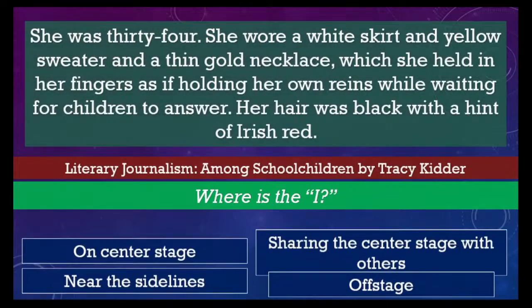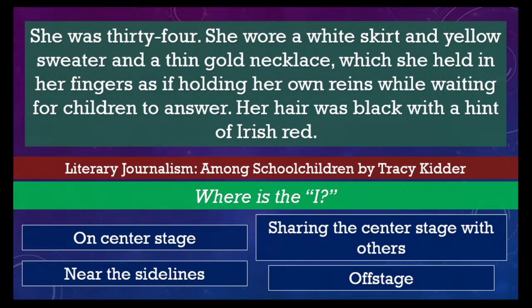Where is the I here? She was 34. She wore a white skirt and yellow sweater and a thin gold necklace, which she held in her fingers as if holding her own reins while waiting for children to answer. Her hair was black with a hint of Irish red.